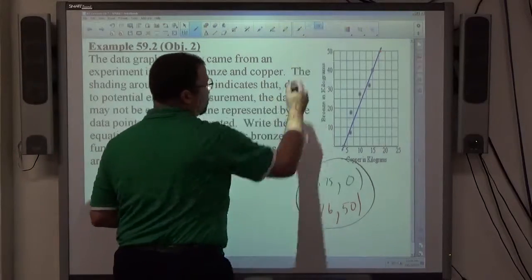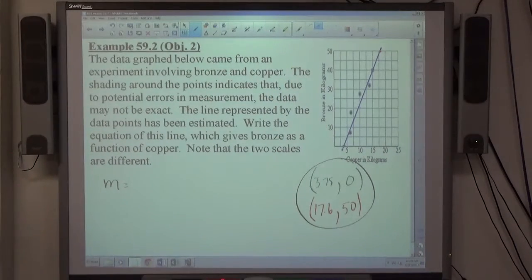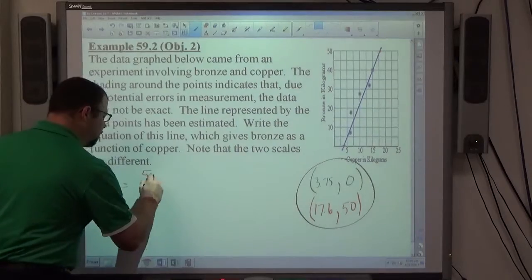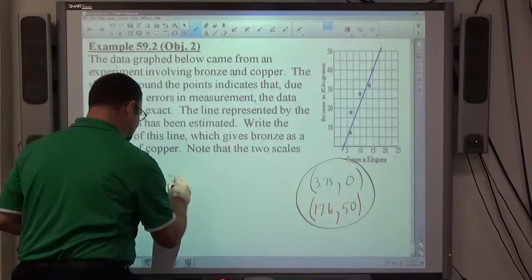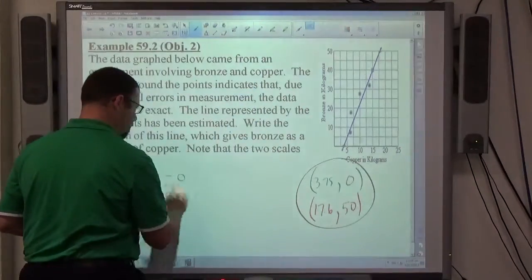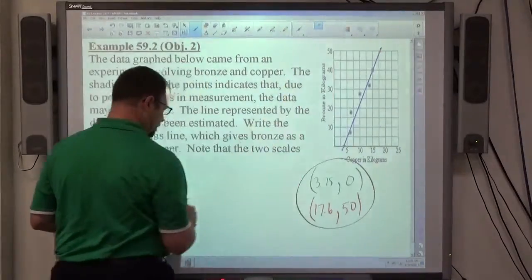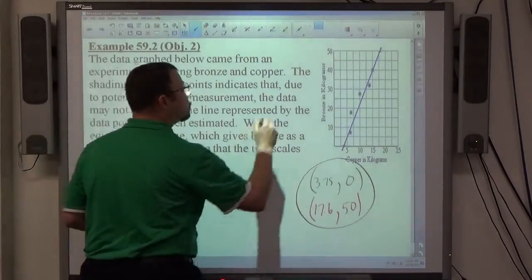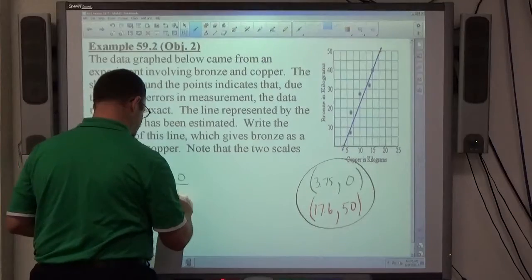And you guys want to start with the 0 or the 50? I don't care. 50, okay. So I'm starting at 50. So 50 minus 0 on top. And we're going to do 17.6 minus 3.75 on the bottom.